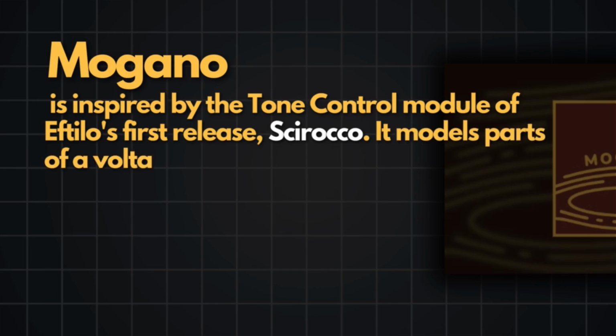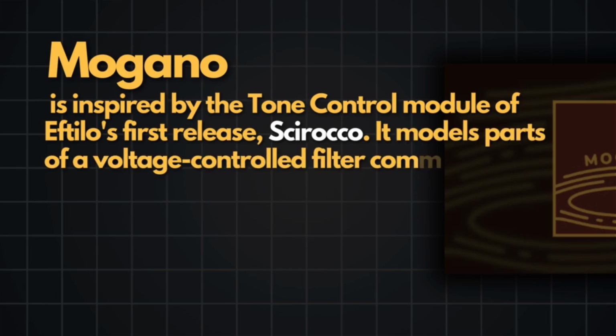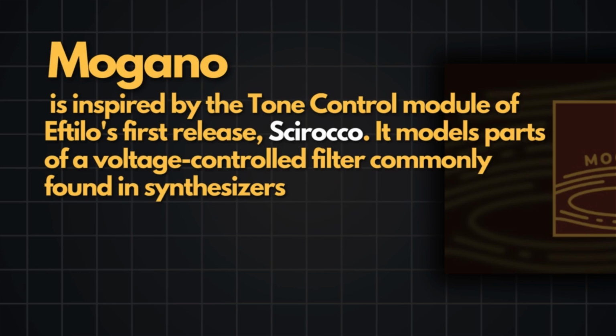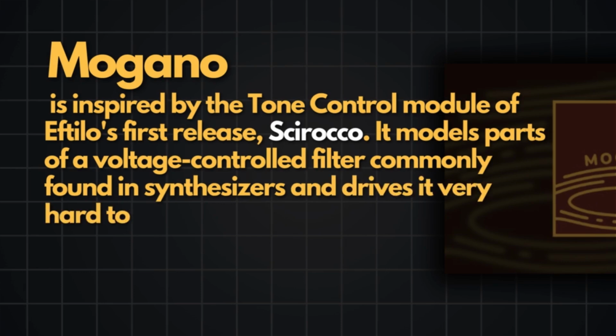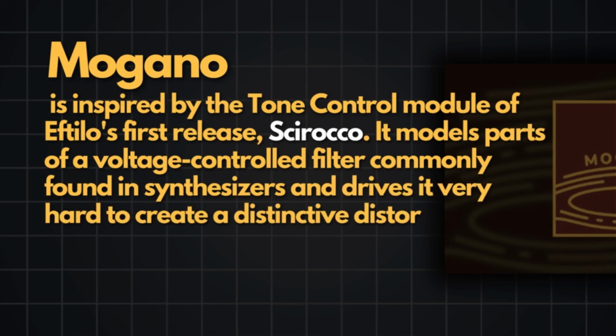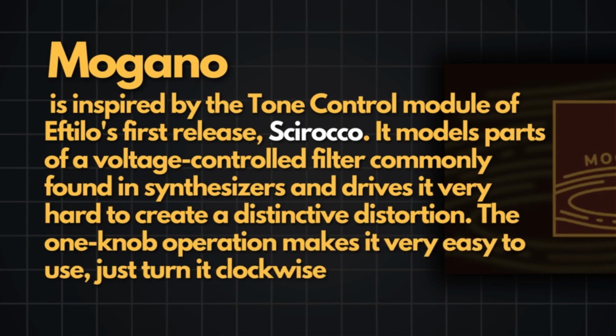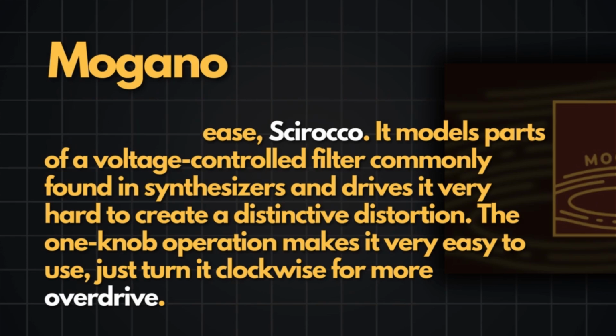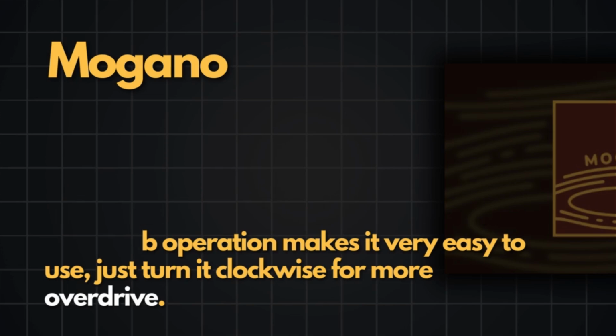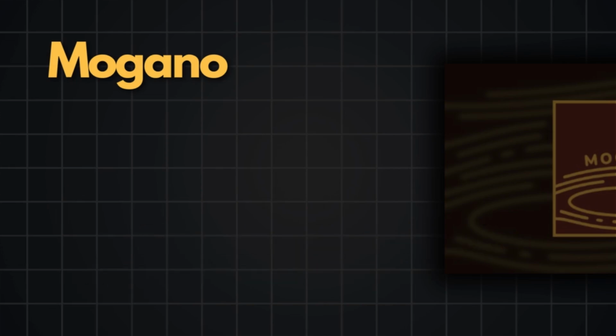It models parts of a voltage-controlled filter commonly found in synthesizers and drives it very hard to create a distinctive distortion. The one-knob operation makes it very easy to use. Just turn it clockwise for more overdrive. The dynamic saturation and delay-free feedback loop ensures a soft clipped unfiltered tone, making Mogano perfect not only for guitars but also for electric pianos, bass, synthesizers, and drums.